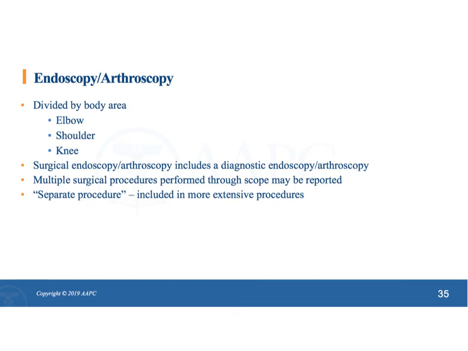However, if it is diagnostic and you convert to a meniscectomy, then the diagnostic is included in the surgical. So you would only code the surgical code in that instance. Arthroscopic procedures of joints include procedures on the shoulder, wrist, spine, hip, knee, ankle, hand, and foot.